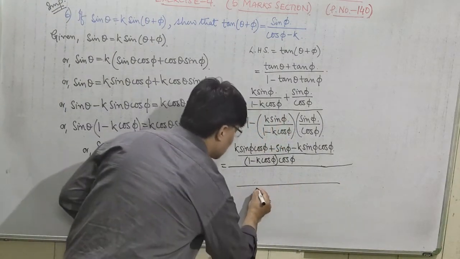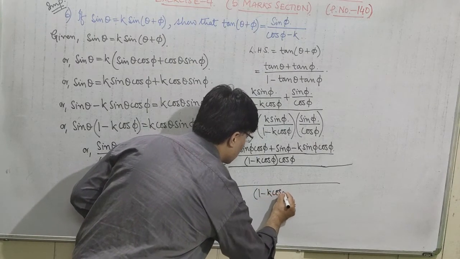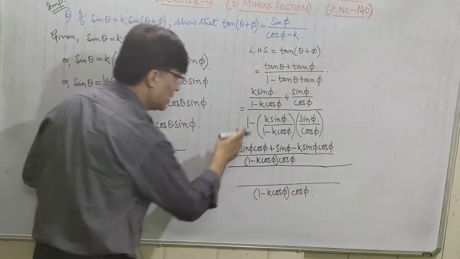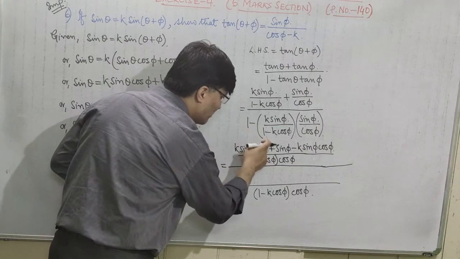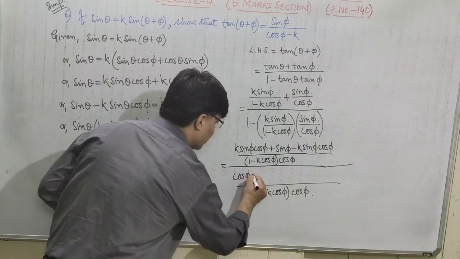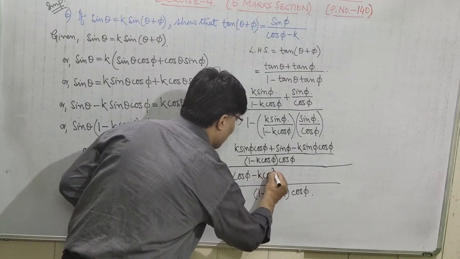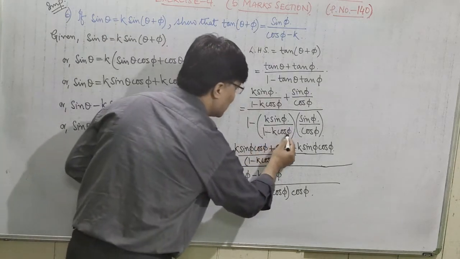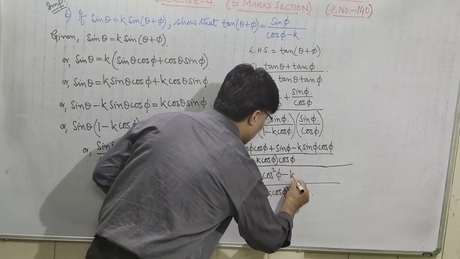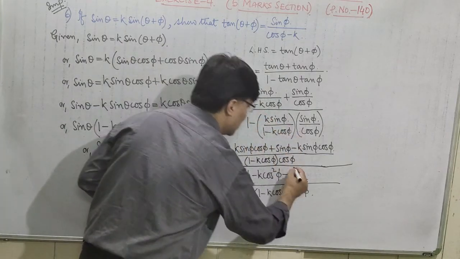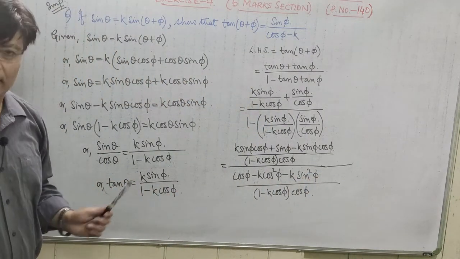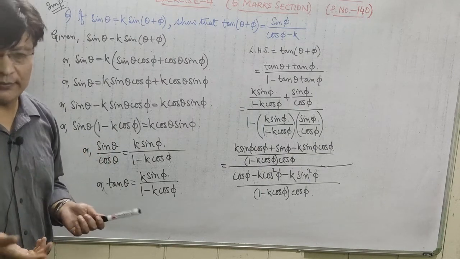So what's the LCM in the denominator? 1 minus k cos phi into cos phi. This is the LCM. Okay. Now this one should be multiplied by this LCM. So it is 1 into cos phi, it is cos phi minus k cos square phi, right? That is k cos phi into cos phi is k cos square phi. Then minus k into, again you can multiply them, sin phi into sin phi is sin square phi. Clear? So now the denominator is also simplified.